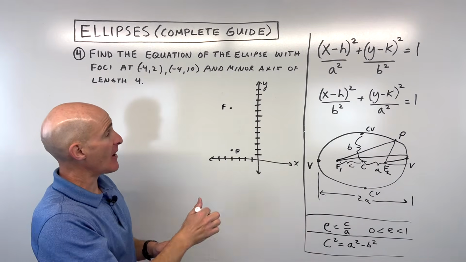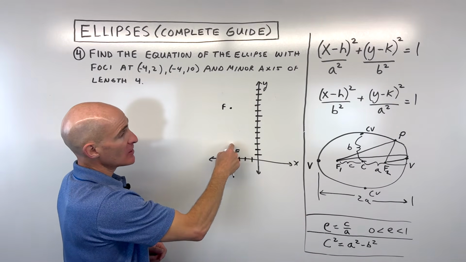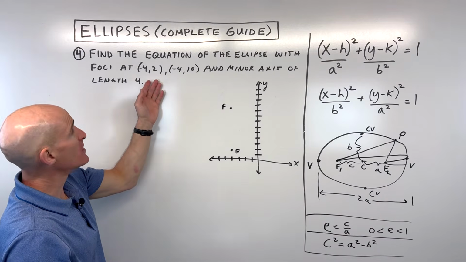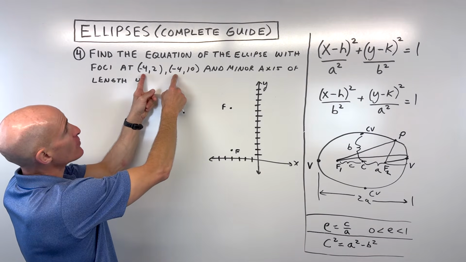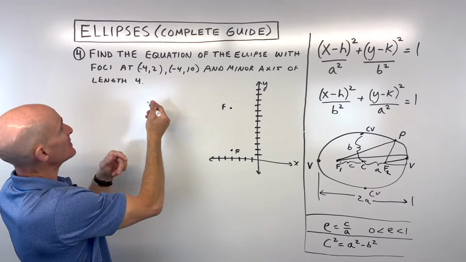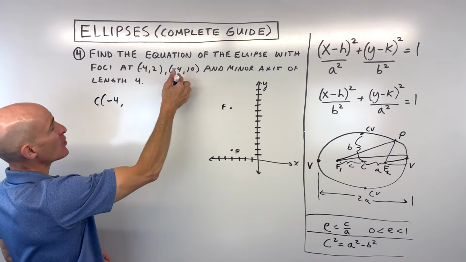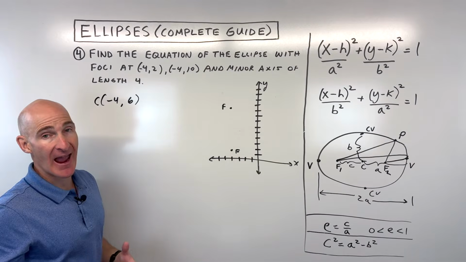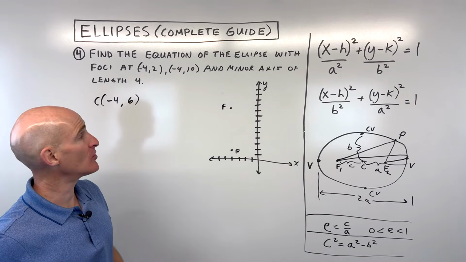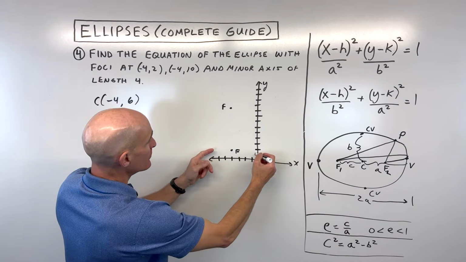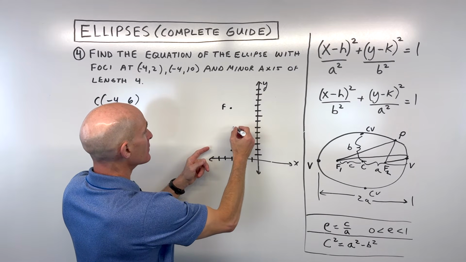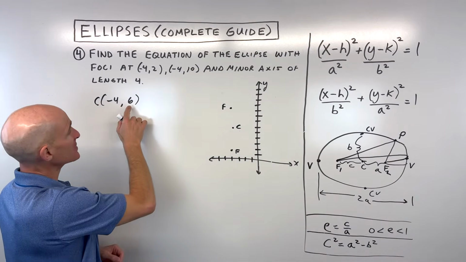And the center is halfway between the foci. So you can use your midpoint formula: -4 plus -4 divided by 2, which would be -4. And 2 plus 10 is 12, divided by 2 is 6. So it's just like an average. You add the x's and divide by 2, add the y's and divide by 2. And that's going to put us right here at (-4, 6) for our center.